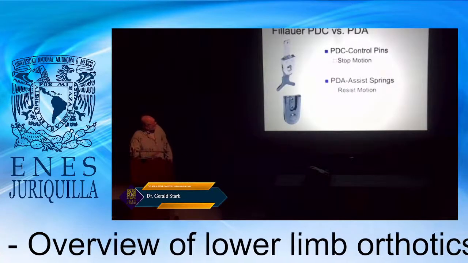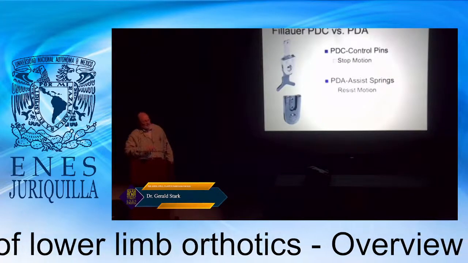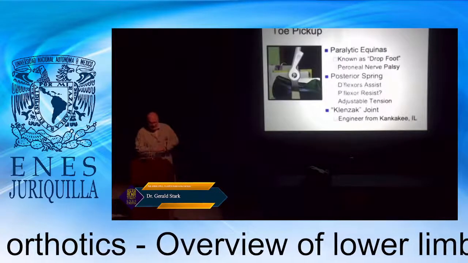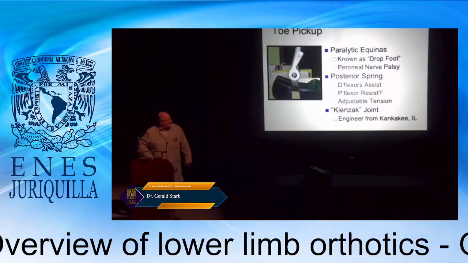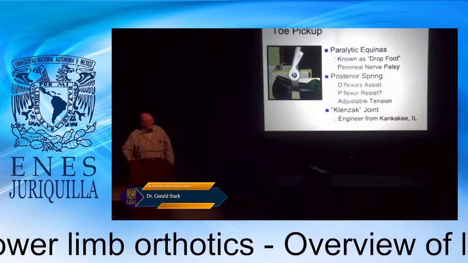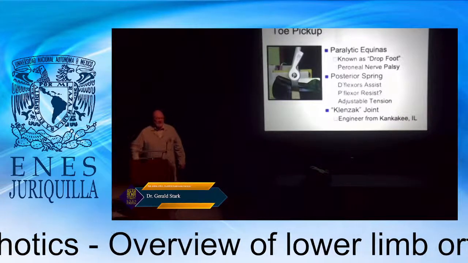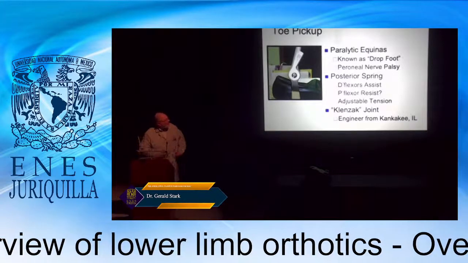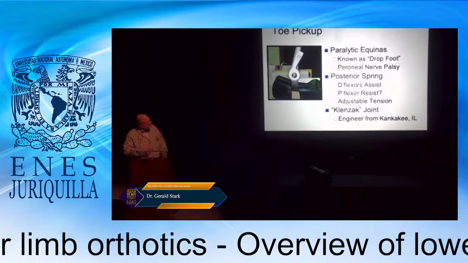So there are smaller versions of these for children. So you can use these stops or springs, but most often it's an anterior stop with a posterior spring. Now, this is what I mean by the dorsiflexion assist orthosis. And this was also known as the Clenzack joint, which is an interesting story. Clenzack was an engineer in Kankakee, Illinois, not far from my home. But he developed this as an easy way to help lift the toe for people with paralytic equinus. And this was one of the more popular devices used, and this was used for drop foot.